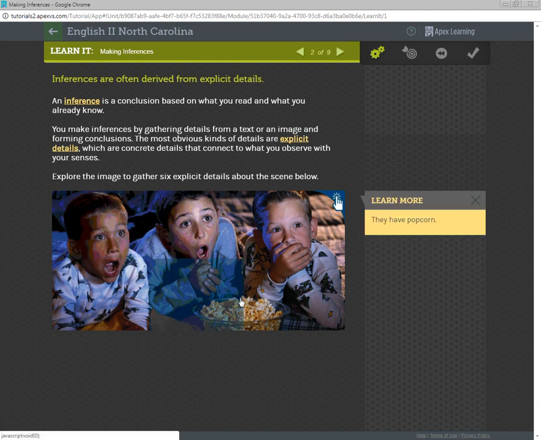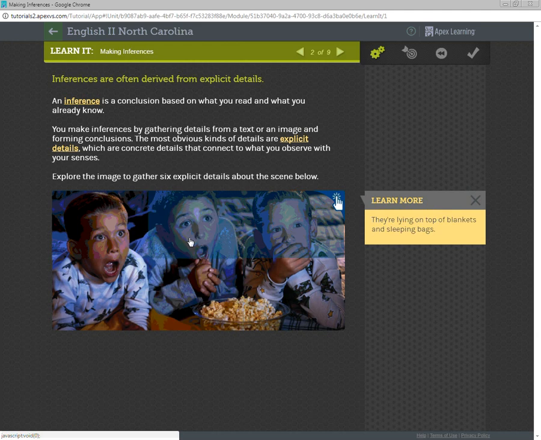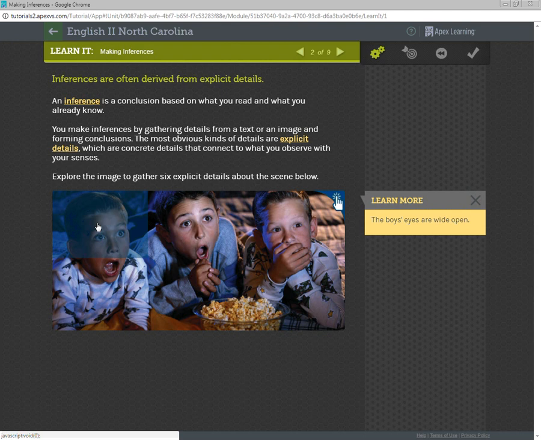First explicit, they have popcorn. The young man, all 3. Clearly, they have their pajamas on, so it's nighttime. We can also assume that they are friends. They're lying on top of blankets. They're definitely young. The boy's eyes are wide open, so they're clearly watching something in front of them. We can see some light, so we can also assume from the explicit details that they are probably watching TV.